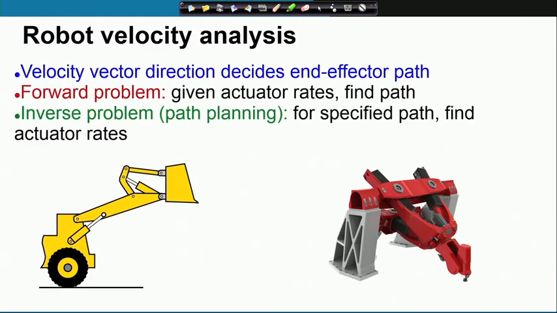In the case of robots, velocity analysis is a little more complicated, where we need to specify the velocity along a path, because the velocity vector will always be tangent to the path, and corresponding to that velocity vector we can find the actuator rates by solving the velocity analysis problem. So, in this inverse problem the path is specified and we have to find the actuator rates. This is known as the path planning or path generation problem.